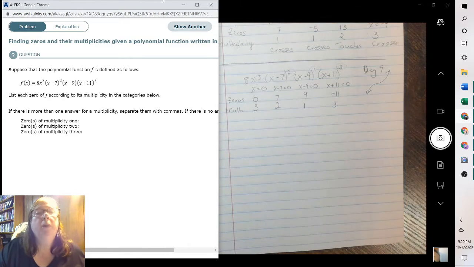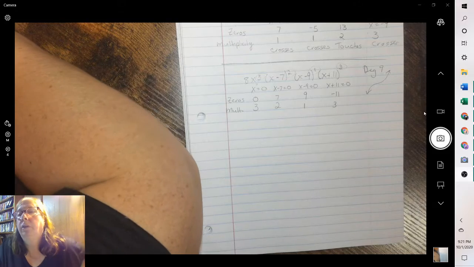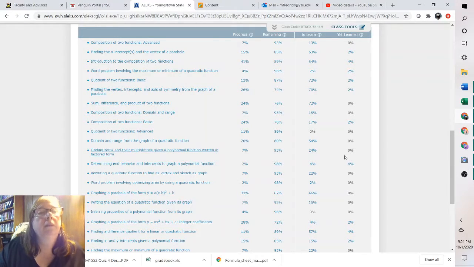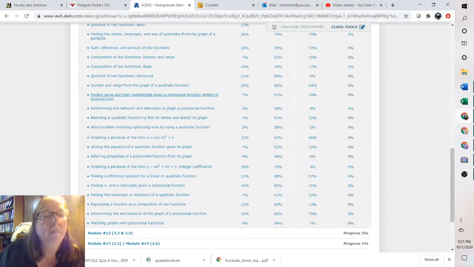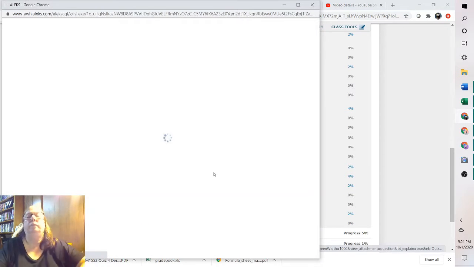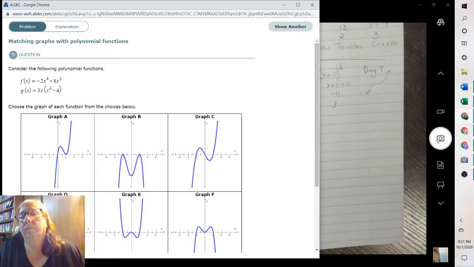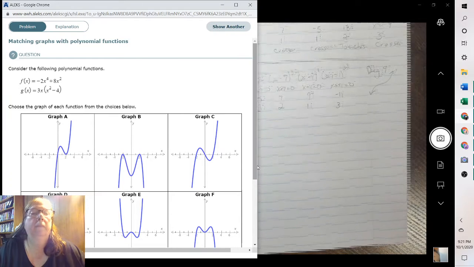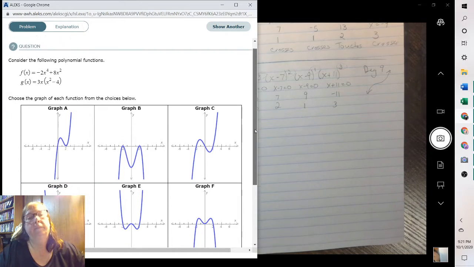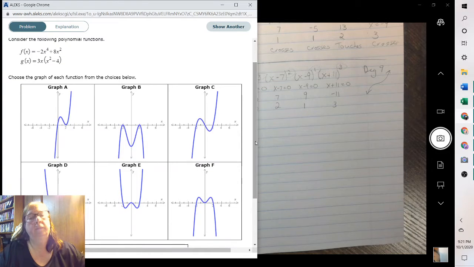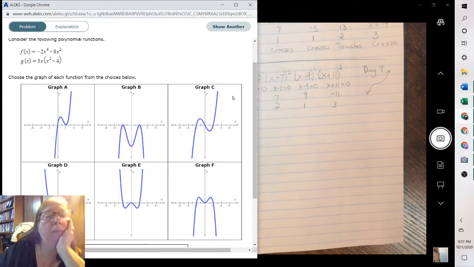Matching graphs and their polynomials. So we want to match the graph with their polynomial.